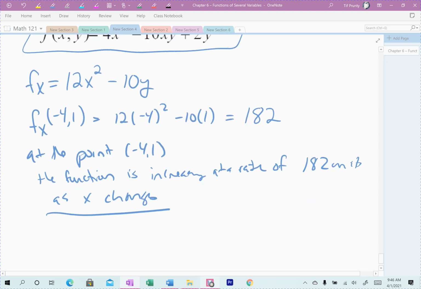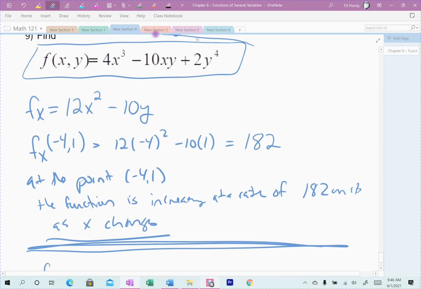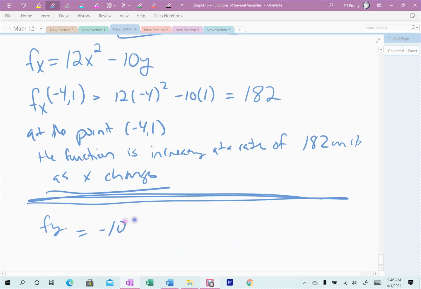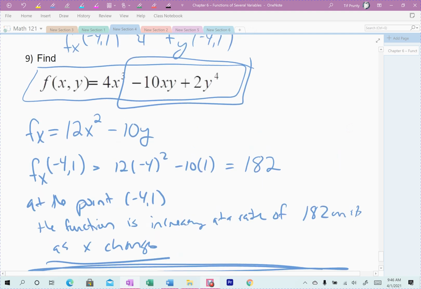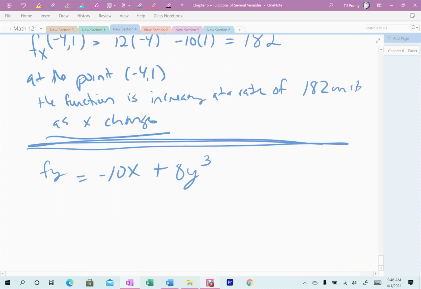Alright, well, how does the y variable affect it? Does it affect it differently? How differently does it affect it? So now we'll look in the y direction. Take the derivative now with respect to y, so f sub y. Go back up here and look at my y. Those are the two parts that are y, so negative 10x plus 8y cubed. And then I plug this in. So again, that would be all my rates of change. We wanted the one at x is negative 4, y is 1. So I get negative 10 times negative 4 plus 8 times 1 cubed. And so I get 40 and then 8, which is 48.